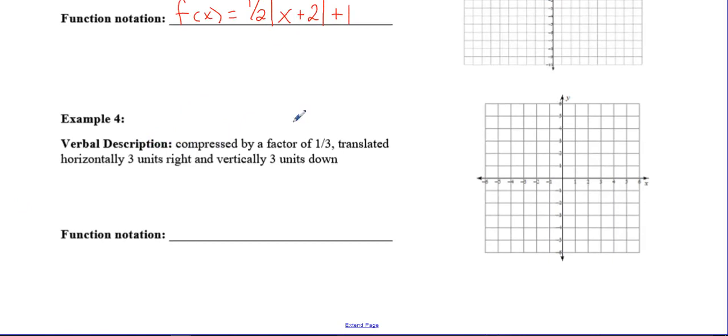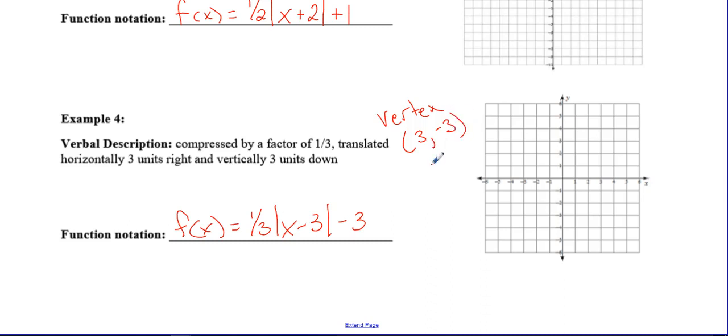from the verbal description, graph it, so compressed by a factor of 1/3. Let's start with the function notation. f of x equals, compressed is 1/3, translated horizontally 3 to the right, so that's x minus 3. And then 3 units down would be minus 3 as well. So now I can talk about the vertex, which would be 3, comma, negative 3. So go over here to 3, negative 3. And then my slope seems to be up 1 over 3.